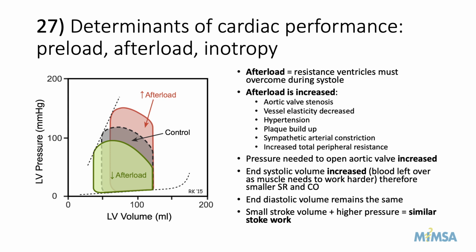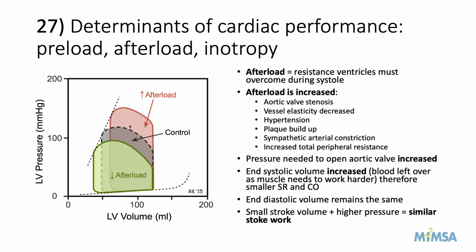The vessel elasticity, again, by atherosclerosis, if it's decreased, that means that the pressure is increased. Other causes are hypertension across the whole body, plaque buildup, sympathetic arterial constriction, and increased total peripheral resistance. If your resistance increases, that means that your aortic pressure will be increased to something like 120 millimeters of mercury, when usually it's 80 millimeters of mercury. If it's increased, the heart needs to overcome that. It needs to push at a greater force. It can still open the aortic valve and push the blood out. So as I said, the pressure needed to open the aortic valve is also increased.